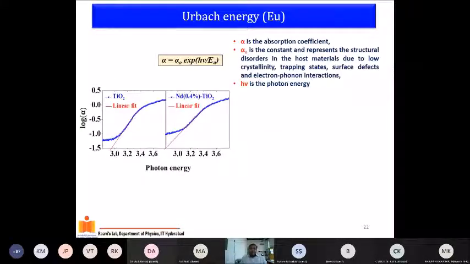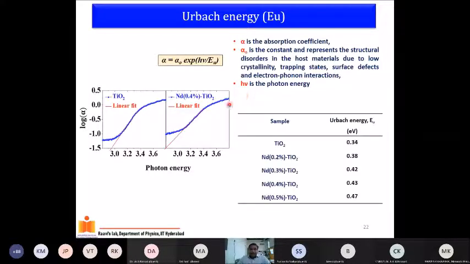Along with this, another important aspect which we observed is the so-called Urbach energy tail. The Urbach energy tail talks about everything that goes beyond the linear region, this region. If you look at it carefully, the region which is non-linear has a nice exponential slope. How do you define this Urbach energy? It is α = α₀ exp(hν/E_U). Alpha is the absorption coefficient. Alpha naught is a constant and represents the structural disorder in the host material due to low crystallinity, trapping states, surface defects, and electron-phonon interaction. And hν is the photon energy.